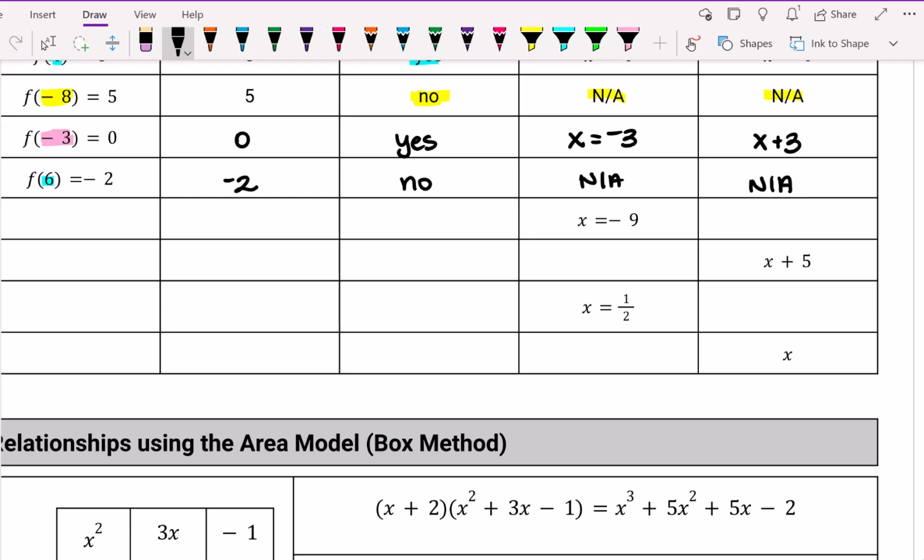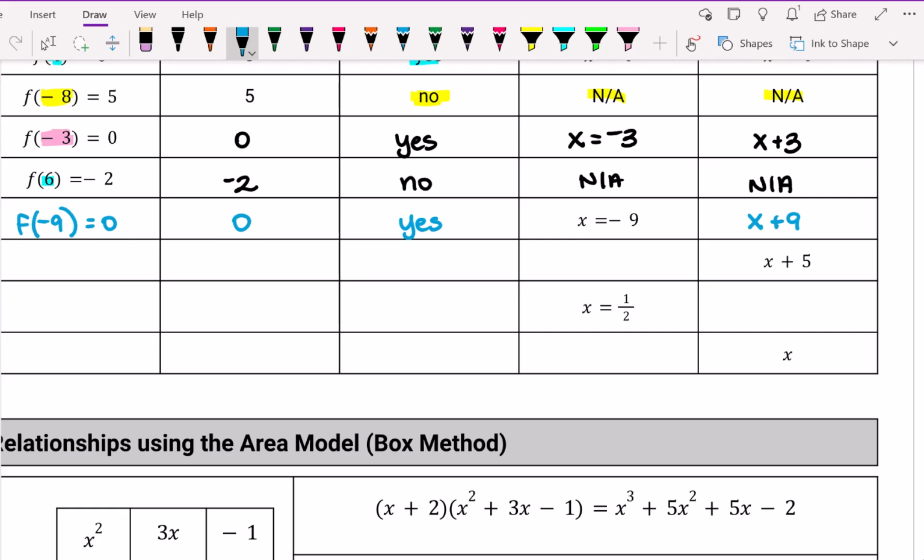All right, the only information it gives us here is x is equal to negative 9. So I know that negative 9 is a solution. If negative 9 is a solution, then I can use the opposite and say x plus 9 is a factor. It is a solution, so I'm going to put yes here. If it is a solution, what do I plug in? I plug in negative 9.